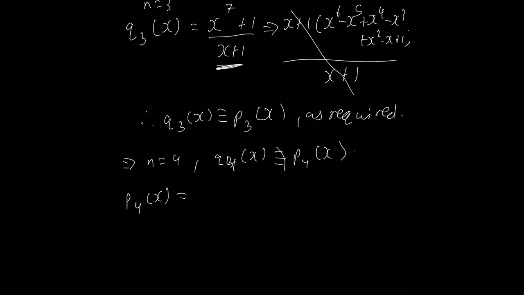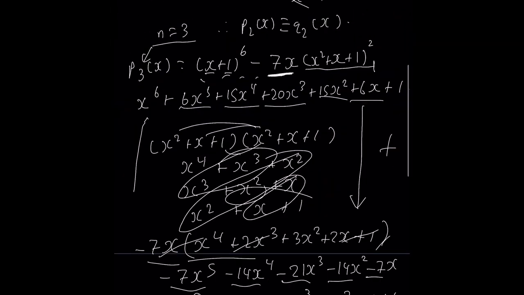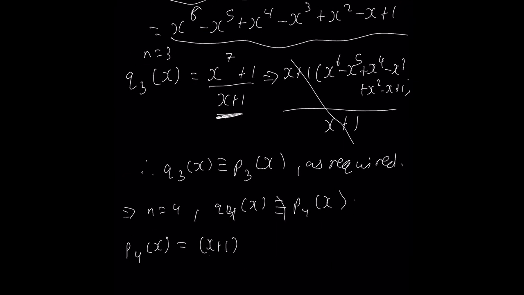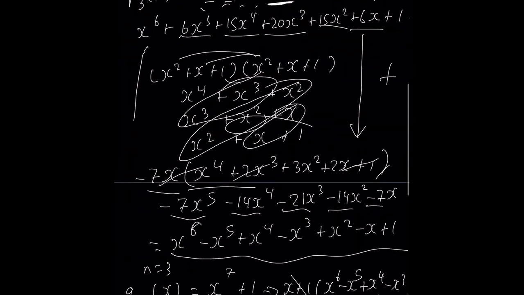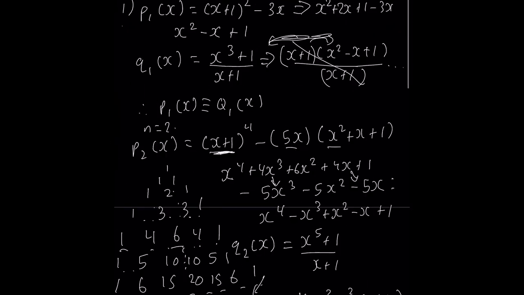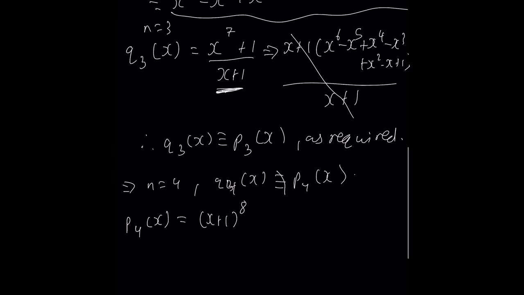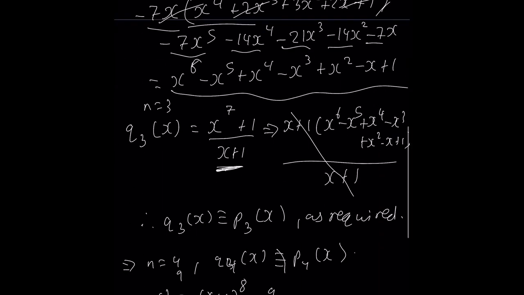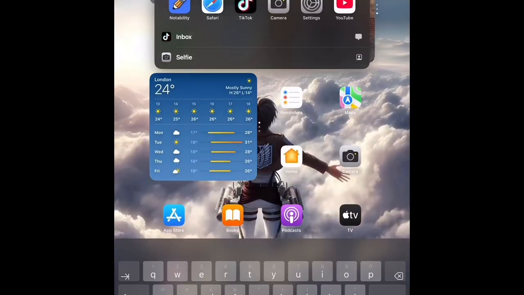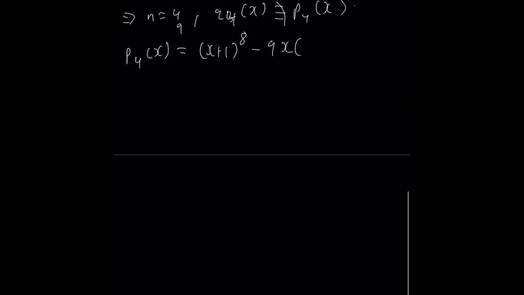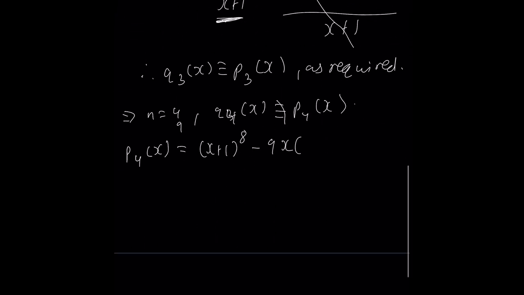So P4 of x. When n equals 4, it's x plus 1 to the power of 2n, so 2 times 4, which is 8, minus 2n plus 1, so that's 9, so 9x. And then that whole bracket to the power of n minus 1, so 4 minus 1, so x squared plus x plus 1 cubed.